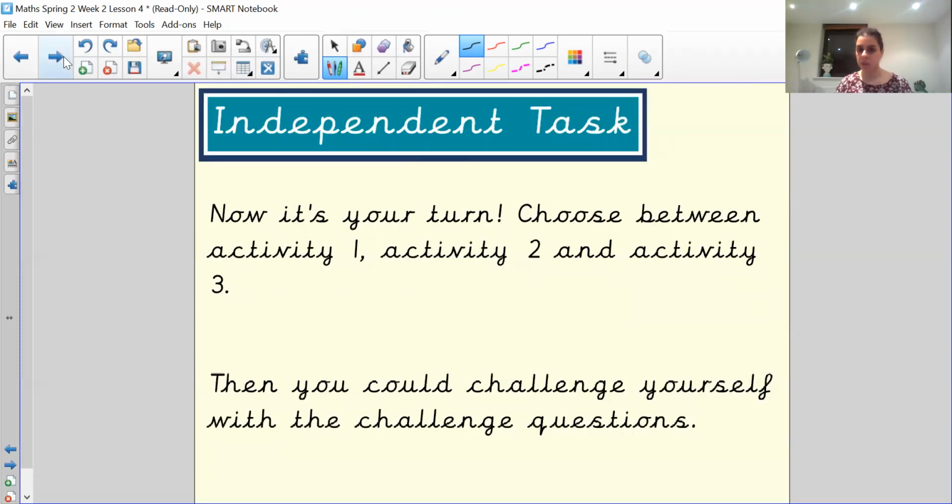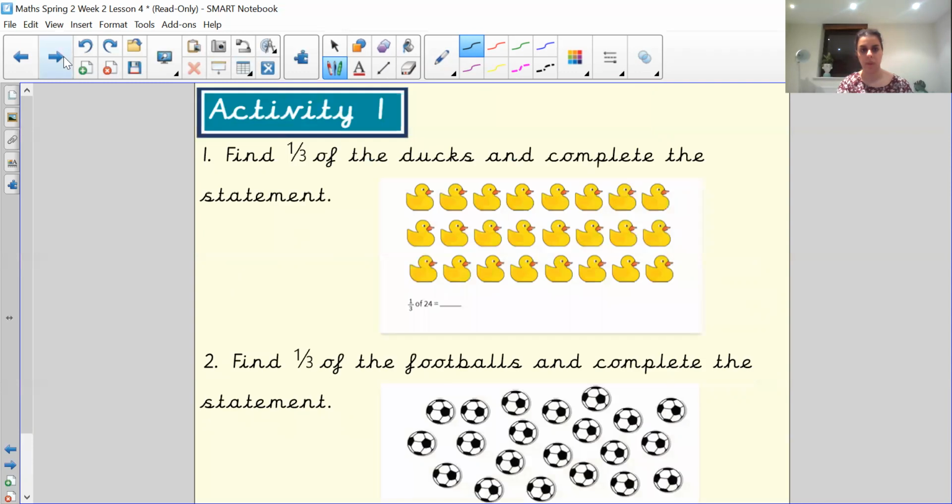Okay, so now your turn. You've got to choose between activity 1, activity 2, and activity 3. Then you can challenge yourself with the challenge questions. Remember to choose an activity that is going to be a little bit tricky for you.